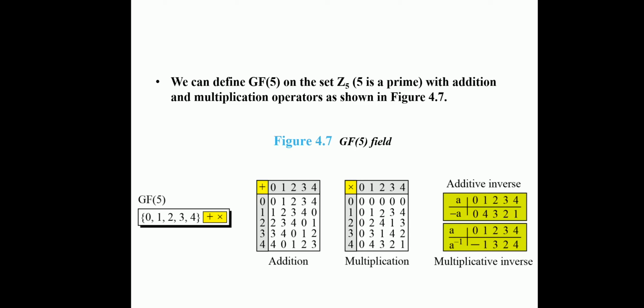If you add 0 and 0, you get 0, which is less than 5, so we write 0 itself. Then 0 plus 1 is 1. Then 0 plus 2, the remainder is 2. 0 plus 3, the remainder is 3. 0 plus 4, the remainder is 4.